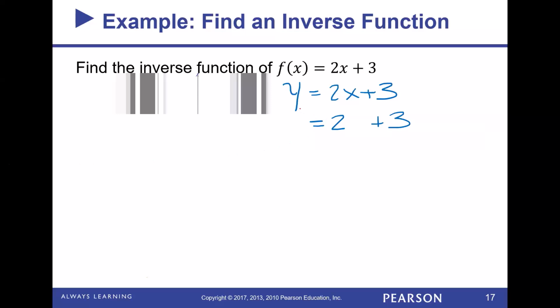So step 2, once you've changed f of x into what it actually is, a y, we interchange x and y. So everywhere I see y, it's now going to become x. And everywhere I see x, it's going to become a y.